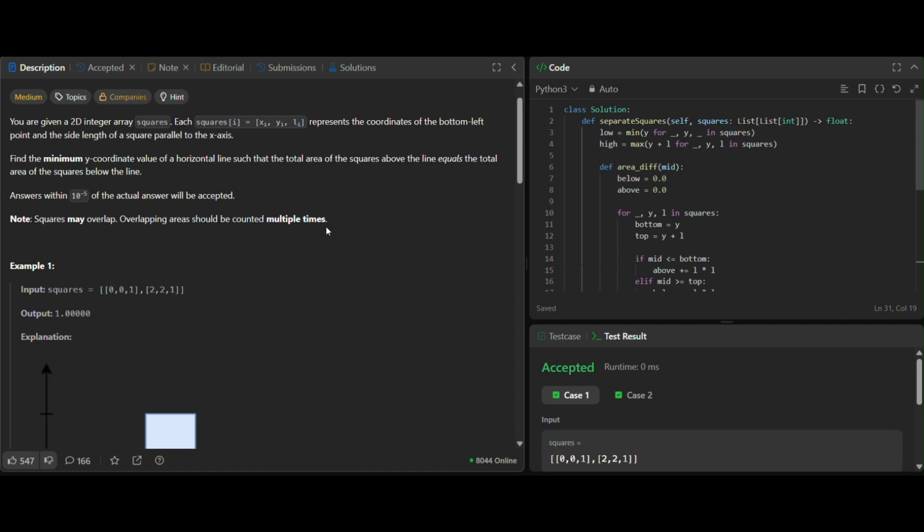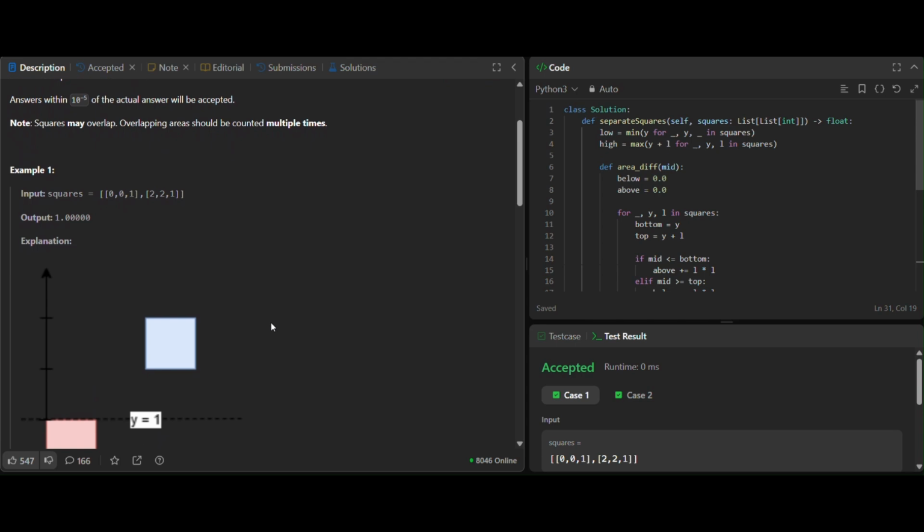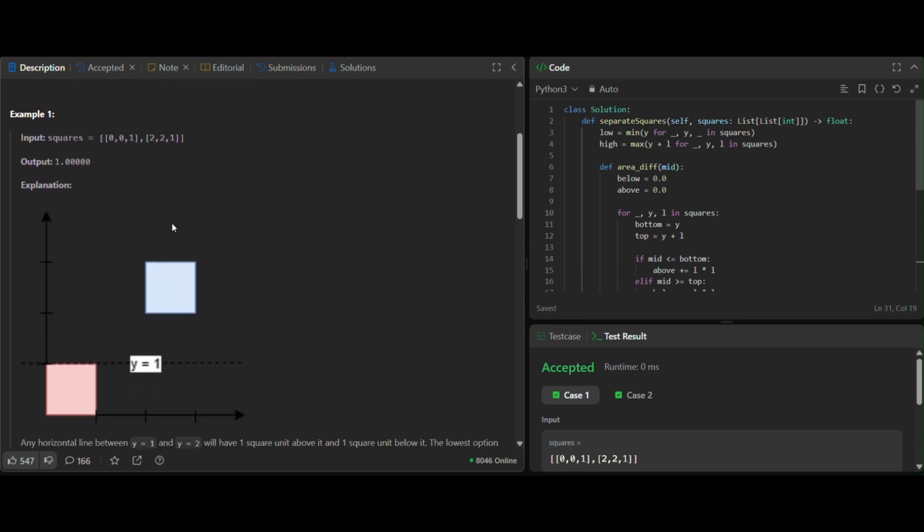Important details. Squares can overlap. Overlapping area is counted multiple times. Answers within 1 times 10 to the power of -5 are acceptable. So this is not about union area. Each square contributes independently.